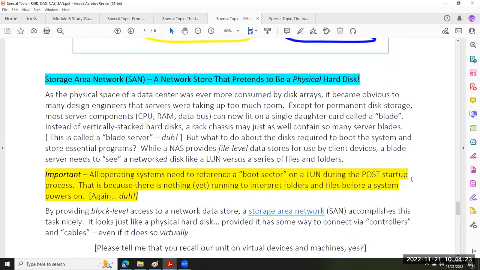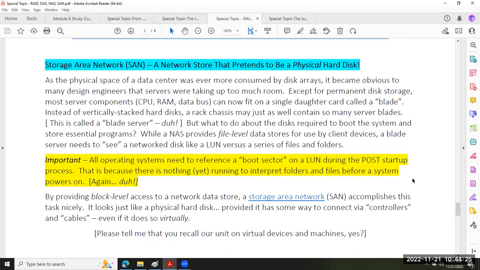Storage area networks. Not long after they started with NAS, it wasn't but a few years, and they discovered that there were some limitations to file level access. What they wanted was the best of both worlds. They wanted direct access to the disk sectors. We'd call that sector level access, right?